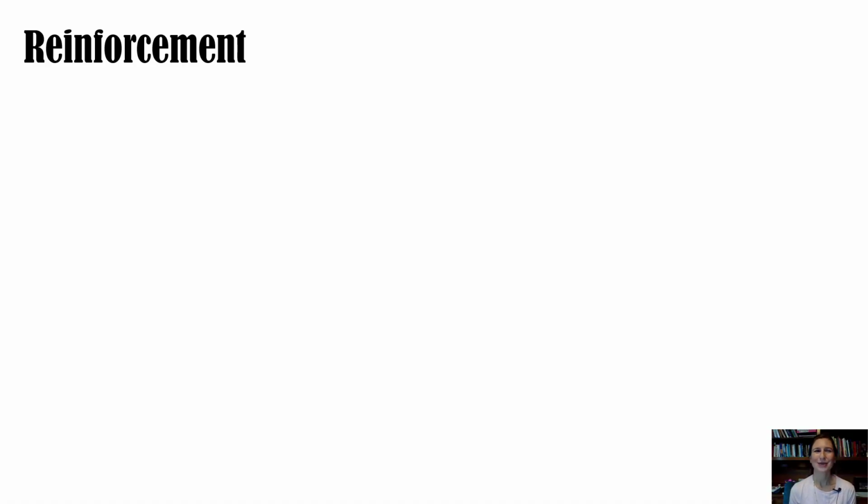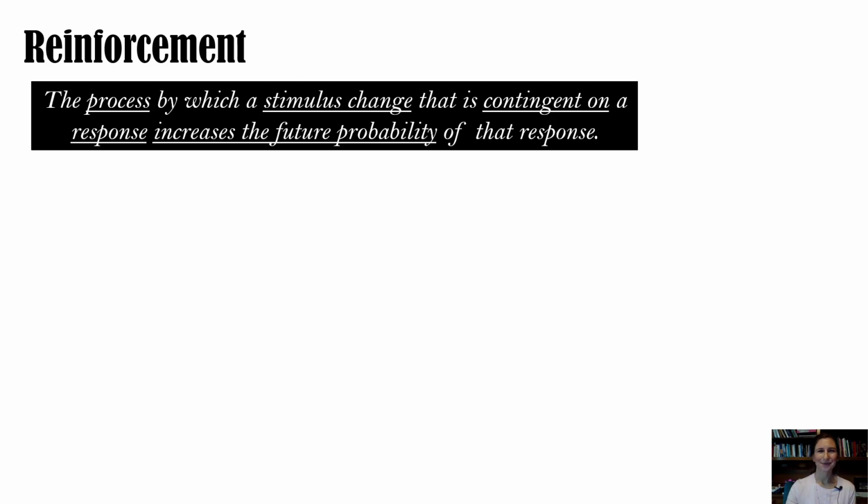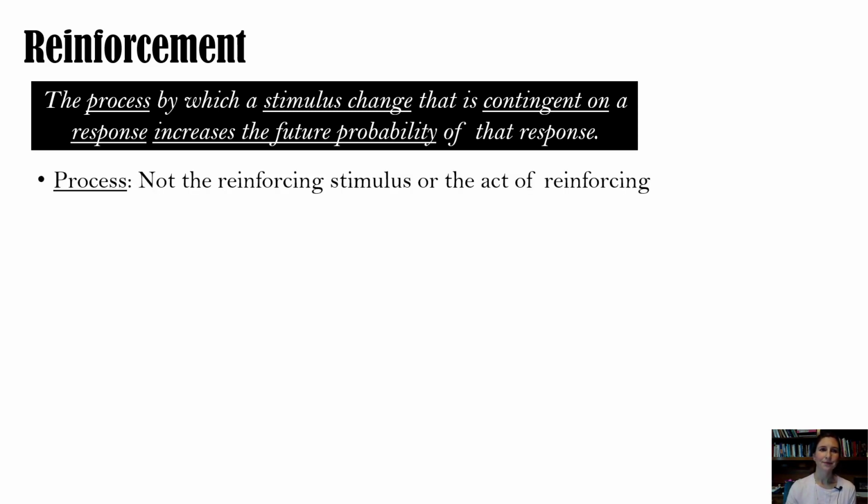Okay, so let's talk about reinforcement. I'm going to give you a pretty technical definition, and we're going to go through it piece by piece. So when you see this, don't be alarmed. We're going to get through it. So reinforcement, our technical definition, is the process by which a stimulus change that is contingent on a response increases the future probability of that response. And you can see certain words underlined.